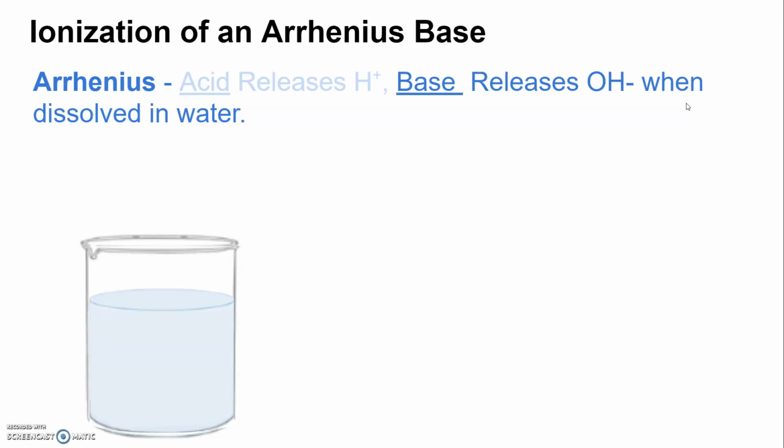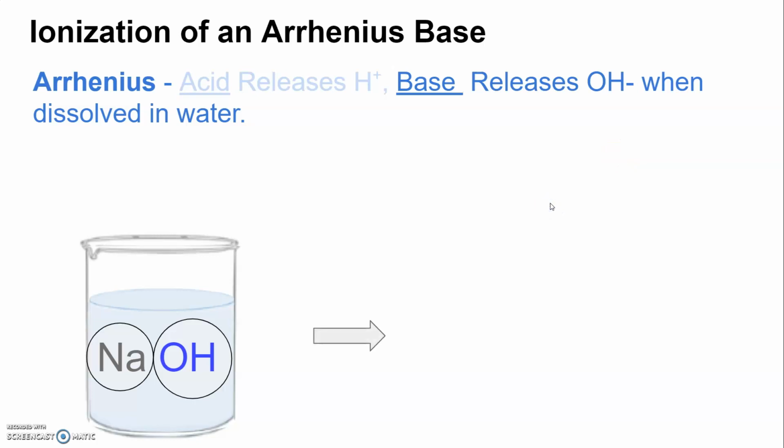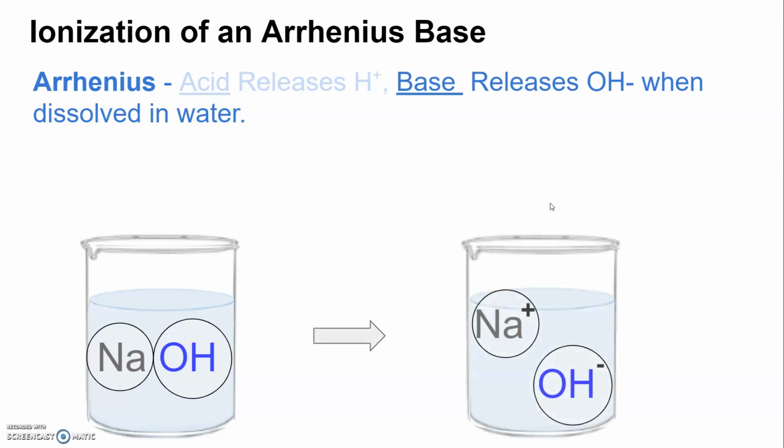All right, what about bases? So bases release OH- when dissolved in water. So if we take something like sodium hydroxide, it's a metal hydroxide. Sodium is a metal, OH is a hydroxide. If we put that in water, it breaks apart into Na+ and OH-.